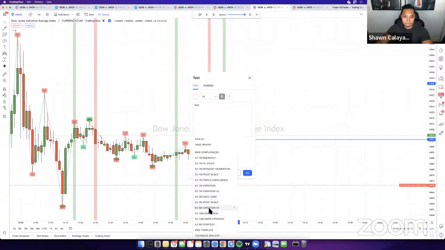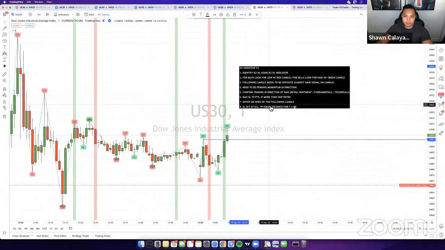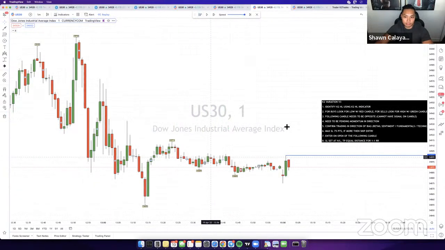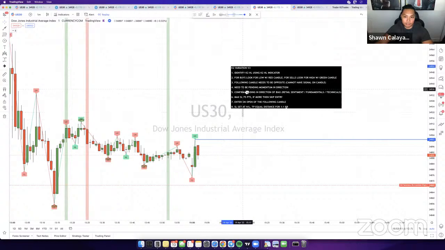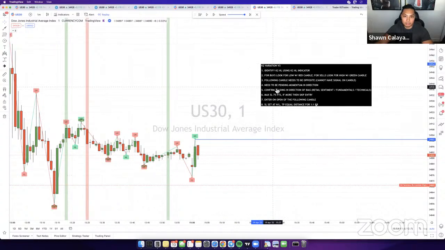The V3 right here is literally the same thing. Let me go back over here again, and I'll show you another example after this. I just want to show you that it lines up almost exactly with the V2. You identify the high low. For buys, you look for a low with the red candle. For sells, you look for a high with the green candle. Right here's a high with the green candle. The following candle needs to be opposite, and it can have a signal on it. It's just opposite, doesn't need to be strong. Same thing right there, same situation. You have a pending momentum for a sell. Confirm the sentiment. We're going to assume that it's a sell.